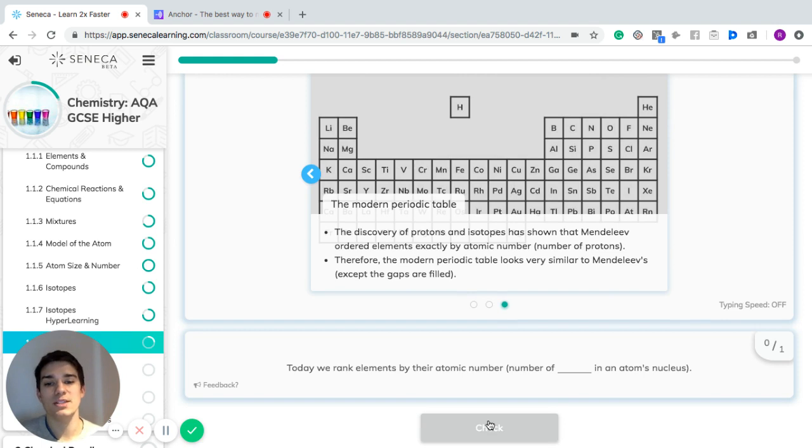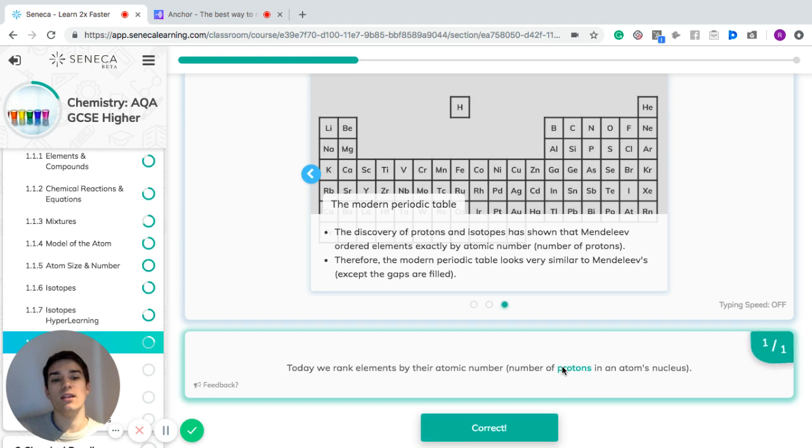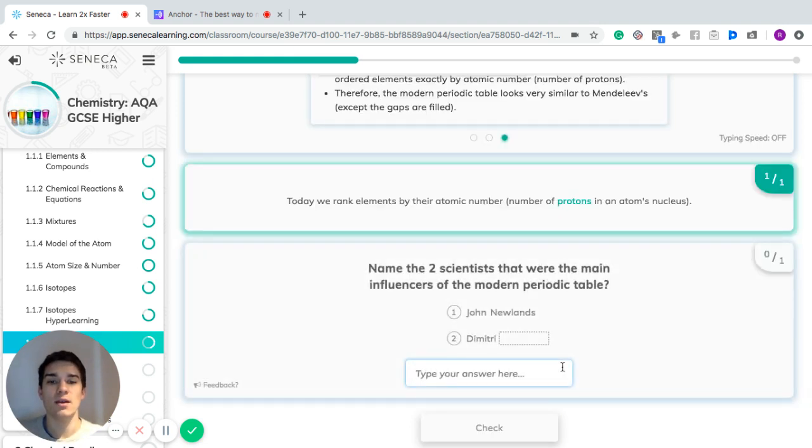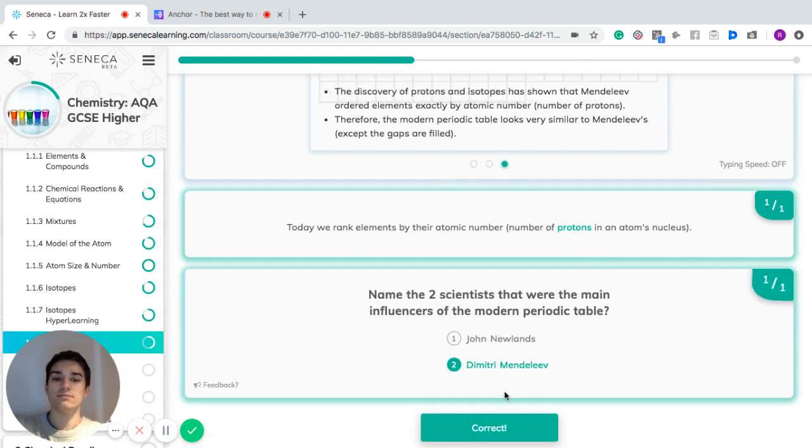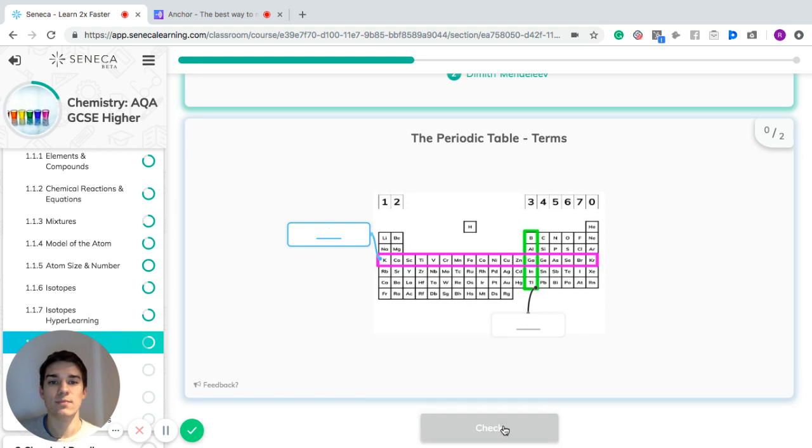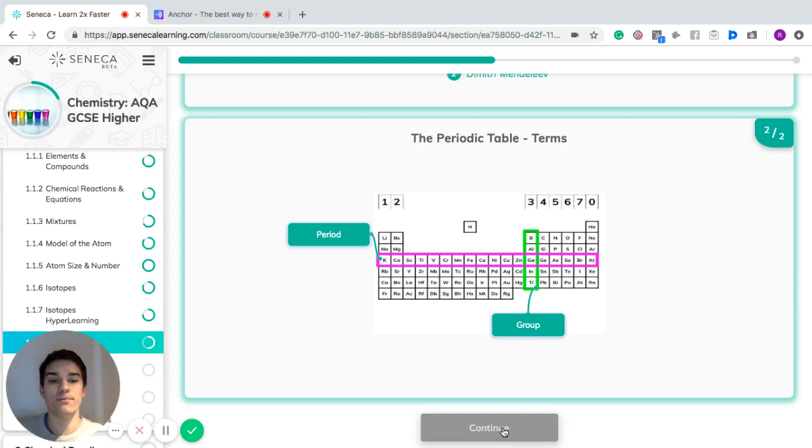So, just to recap, today we rank elements by their atomic number, which is the number of protons in an atom's nucleus. The two scientists that were the main influencers of the modern periodic table were John Newlands and Dmitry Mendeleev. And in terms of the periodic table, remember you've got periods that run horizontally, so that's across, and groups that run vertically, they go up and down.